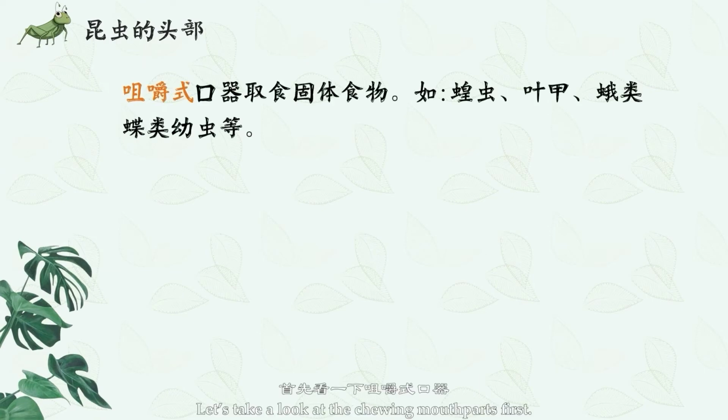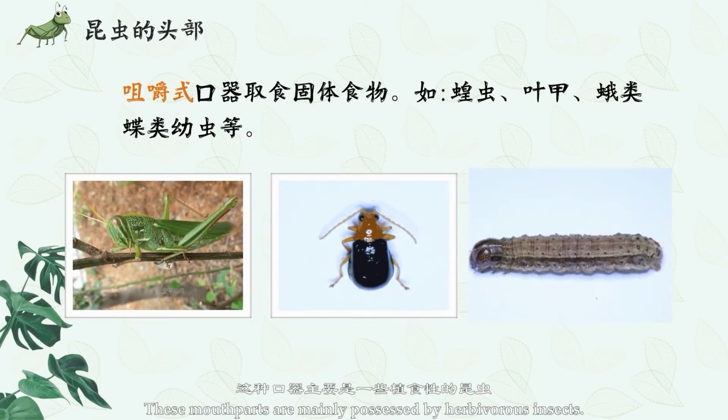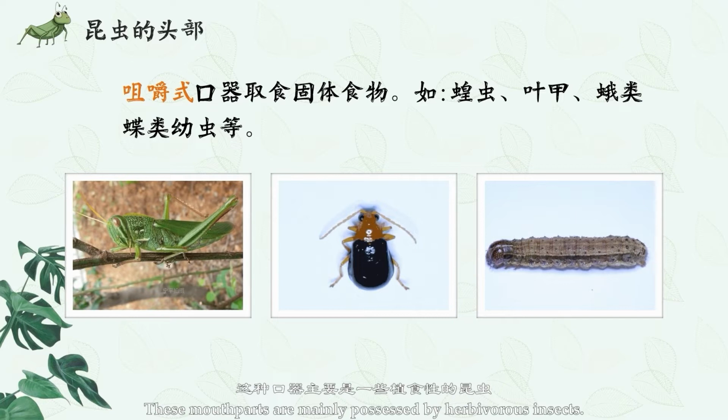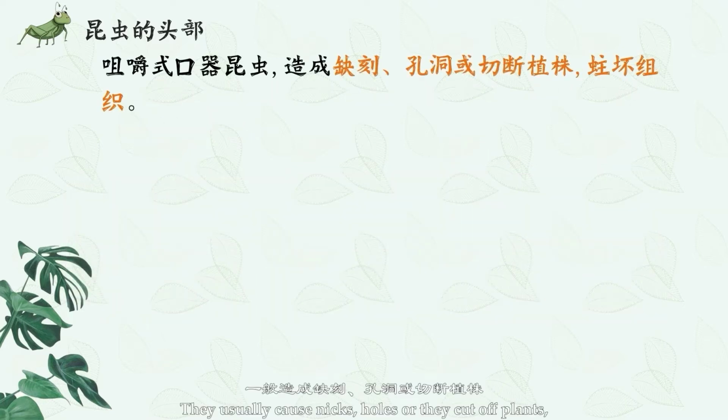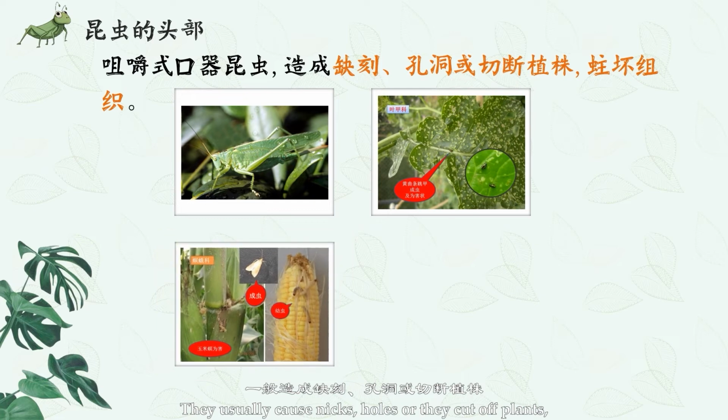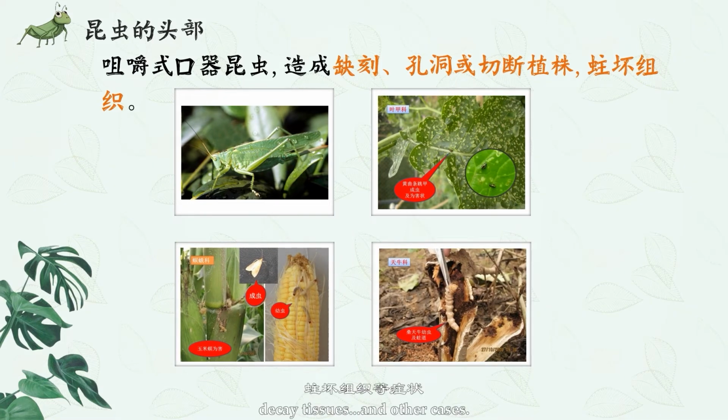Let's take a look at the chewing mouthparts first. These mouthparts are mainly possessed by herbivorous insects. They usually cause nicks, holes, or they cut off plants, decay tissues, and other cases.